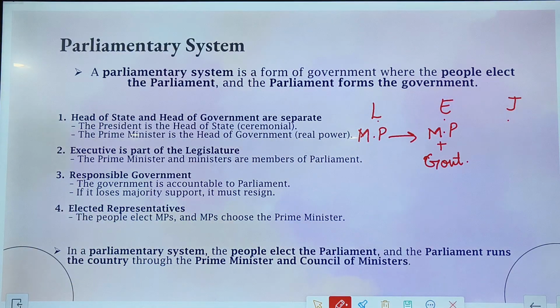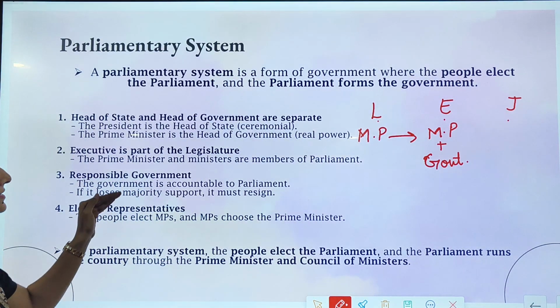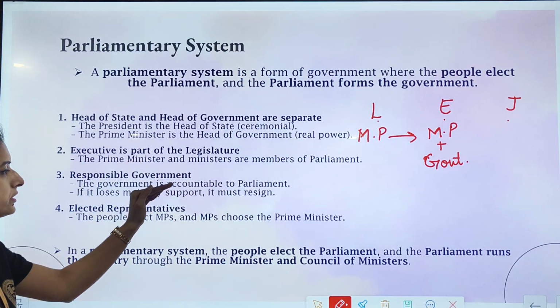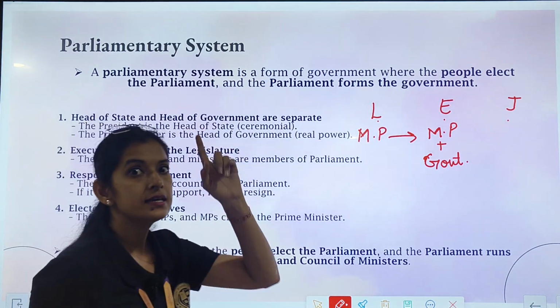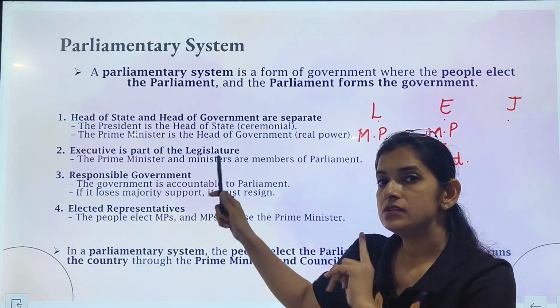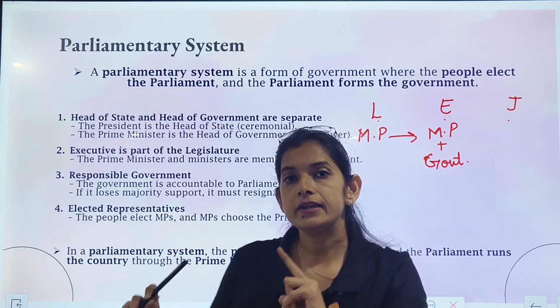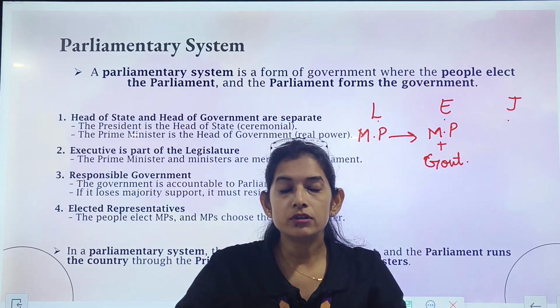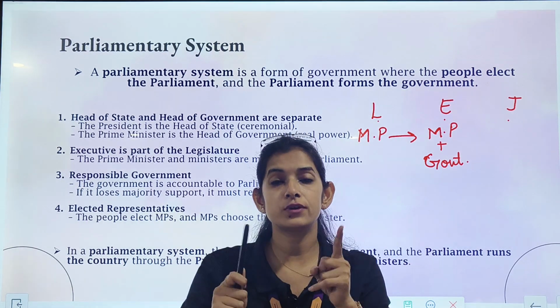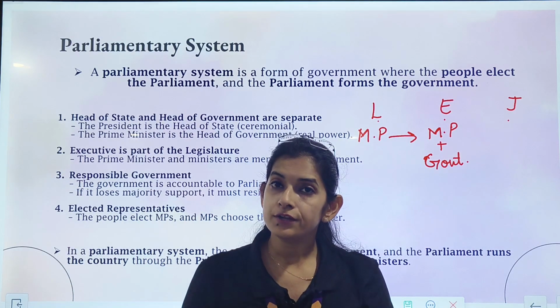Let's move further. What are the responsibilities of the government? The government is accountable to the parliament. Second, if it loses its majority support, it must resign. That means all the policies made by the government are its accountability. The government is responsible for making all the policies and for taking all those decisions. Understood?